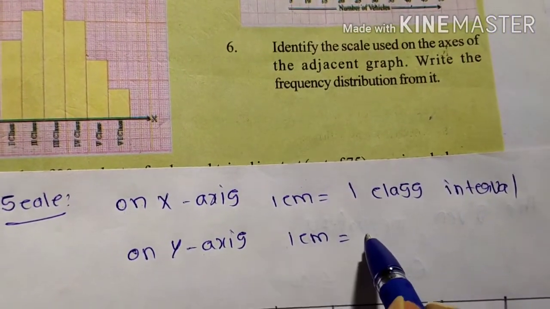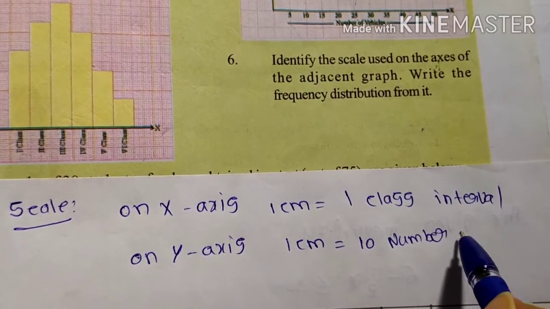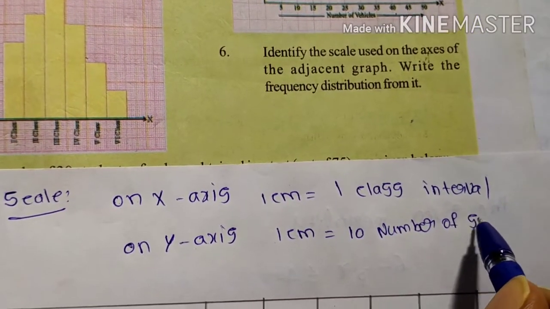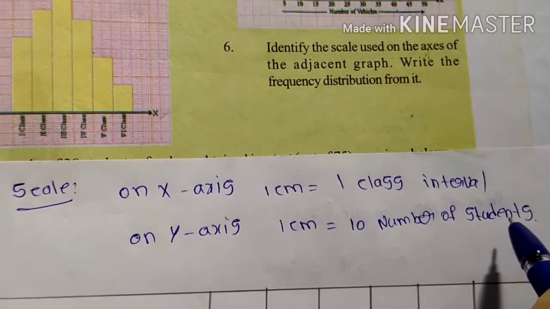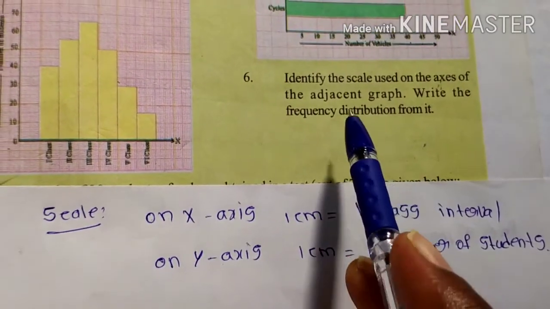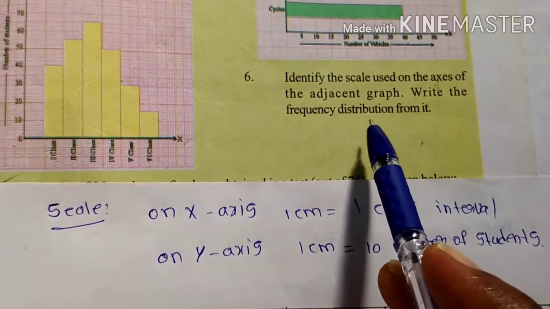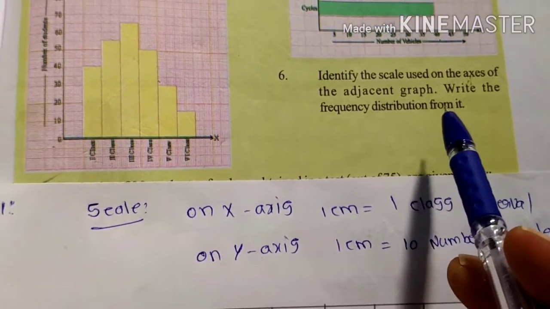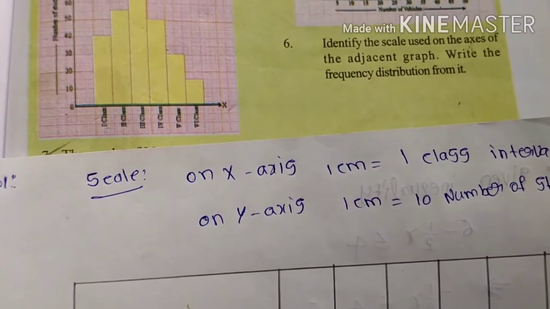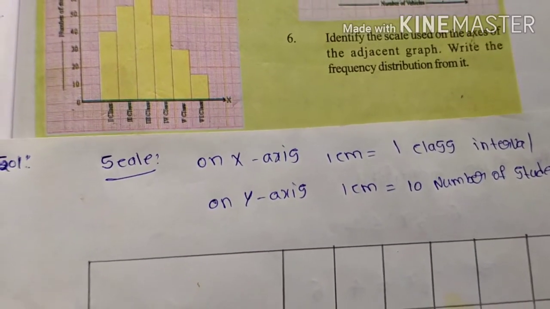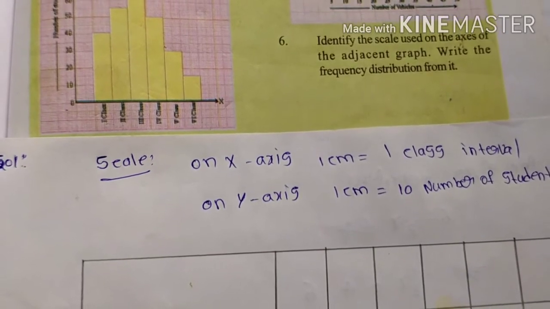You can write here 10 number of students. Now see here, scale identified. See here, identify the scale already completed. Next you can see here, write the frequency distribution from it. That means you need to mention here the frequency distribution table. You know how to represent a frequency distribution table? Yes or no? Yes.